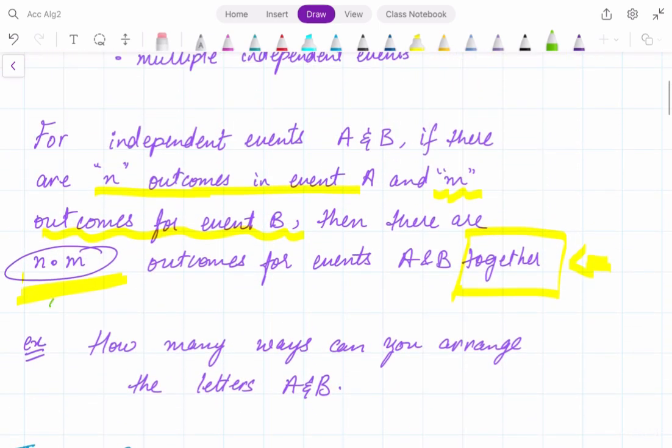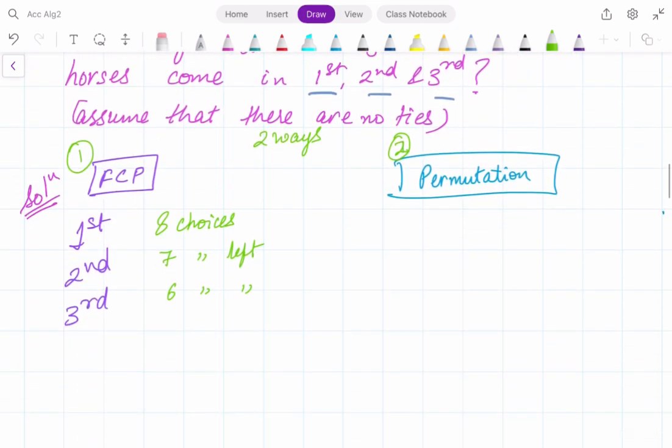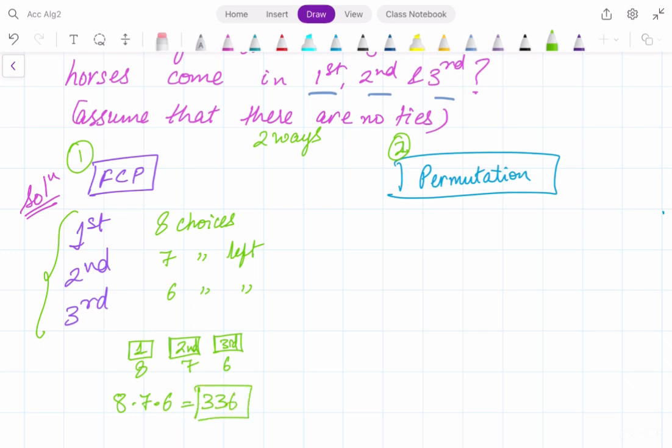Going back to the fundamental counting principle, when we have independent events, the outcomes of each and every independent event can be multiplied together to get the possible number of outcomes altogether. For the first position, we have 8 choices. For the second, we have 7 choices. And for the third, we have 6 choices. Let's multiply them together because they are the outcomes of 3 different independent events. 8 times 7 times 6 gives you 336 possible outcomes, assuming that there are no ties.